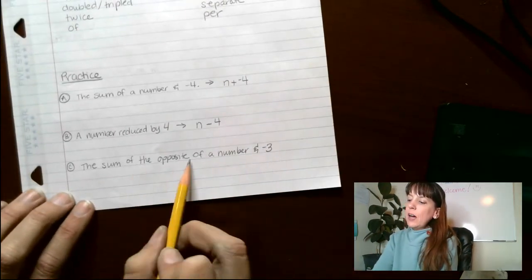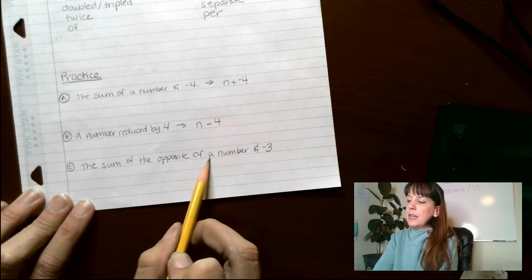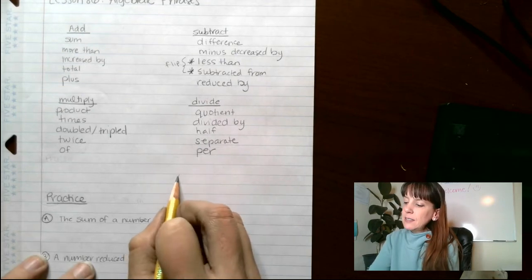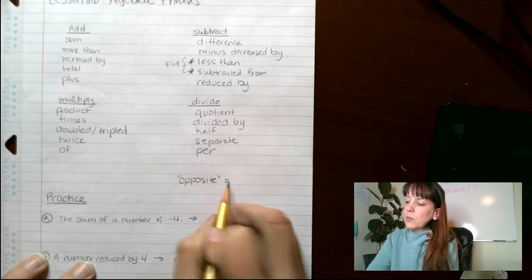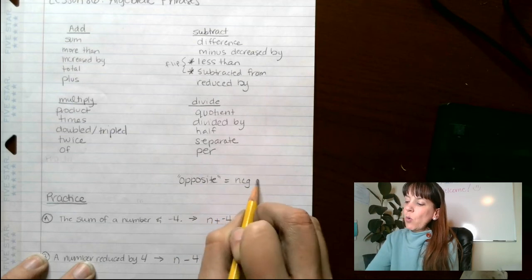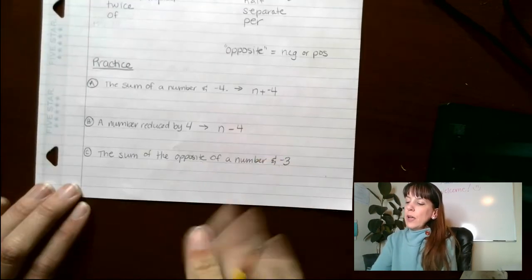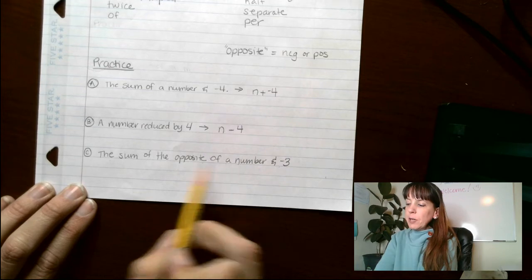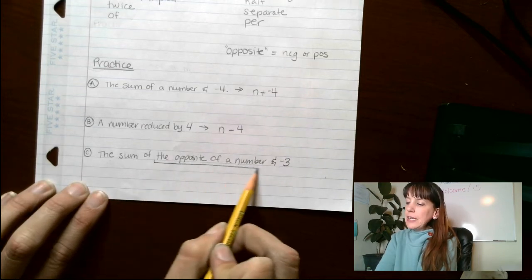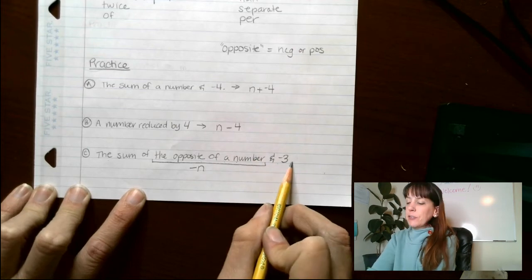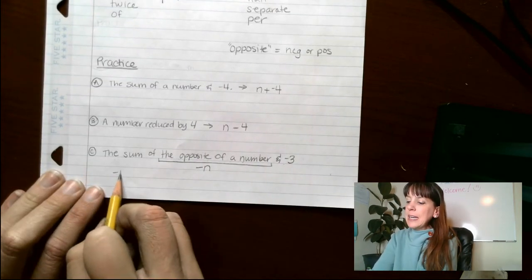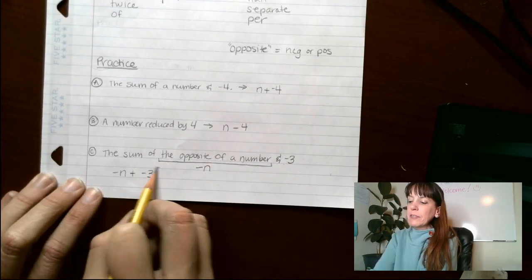The sum of the opposite of a number and -3. Opposite means negative or positive. So the opposite of a number is -n and -3. The sum means add, so it's going to be -n plus -3.